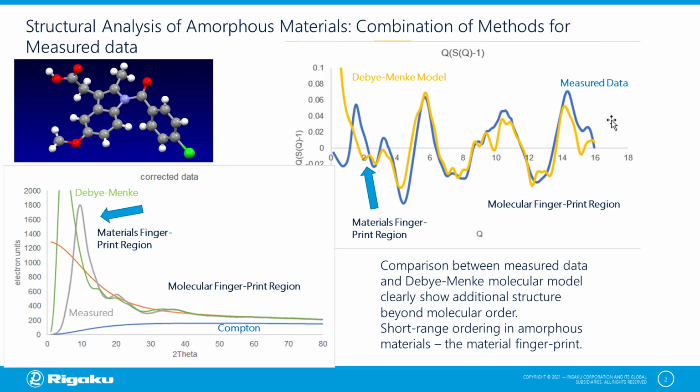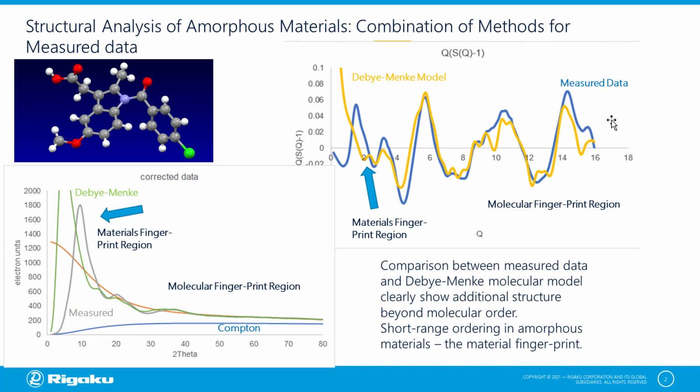So if we take that measured data and we then convert that to QS of Q minus 1, we get the trace in blue here. Again, this is very, very typical for total diffraction responses. We start to pick up the higher noise at higher Q due to the way that QS of Q minus 1 is actually calculated. And we can compare that with what we'd derived previously. This is our Debye-Menke model, which we can also directly calculate QS of Q minus 1. All of this can be done before we hit any Fourier transform.